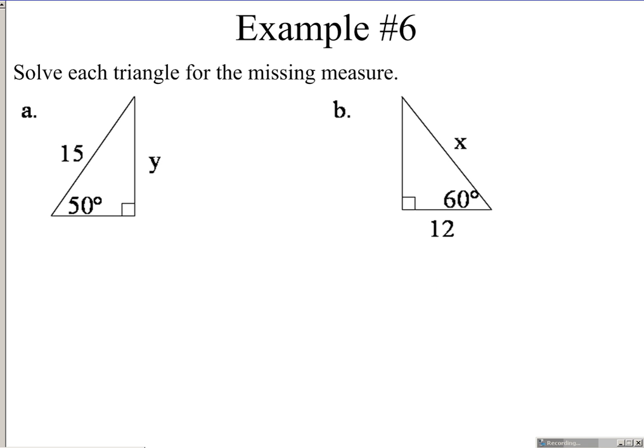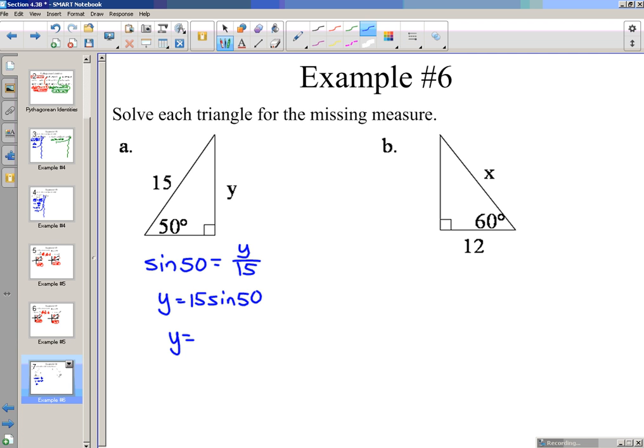Using your right triangle trigonometry here, we know a 50-degree angle. We're looking for the side opposite. We know the hypotenuse, opposite and hypotenuse related by sine. So y is going to equal 15 times the sine of 50. That's what you're going to plug into your calculator.